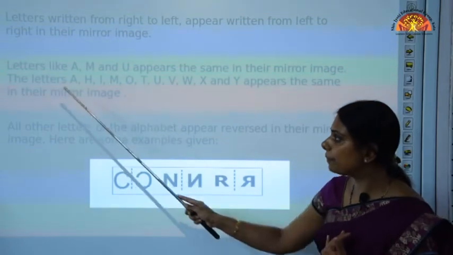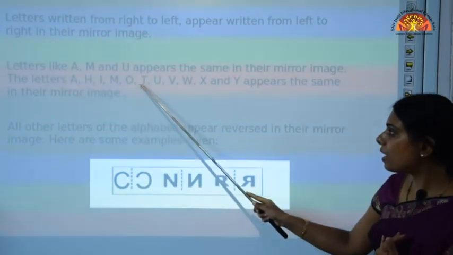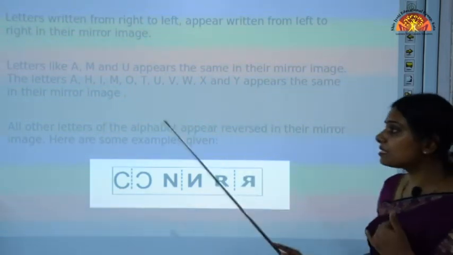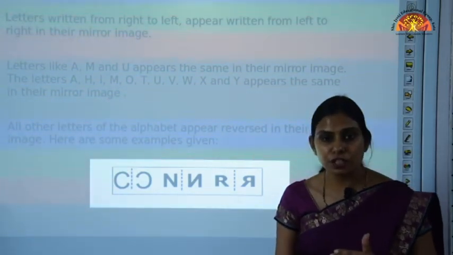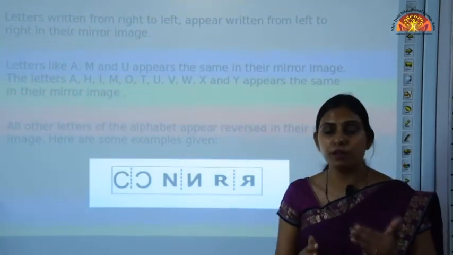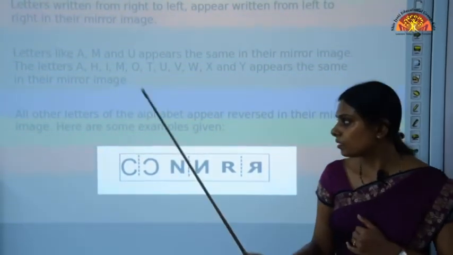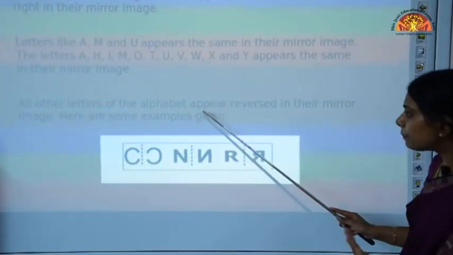This is an example. The letters A, H, I, M, O, T, U, V, W, X and Y appear the same in the mirror image. So children, these are some alphabets in which the mirror image does not seem to be reversed or inverted. They appear the same. All the other letters of the alphabet appear reversed in their mirror image.